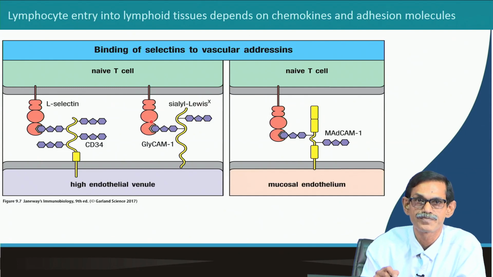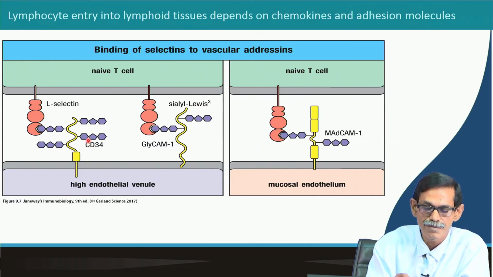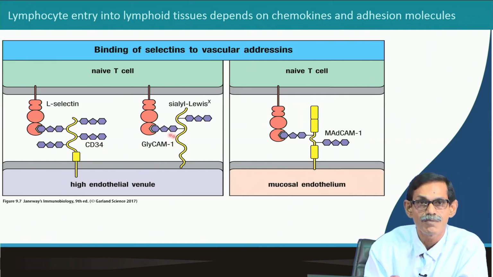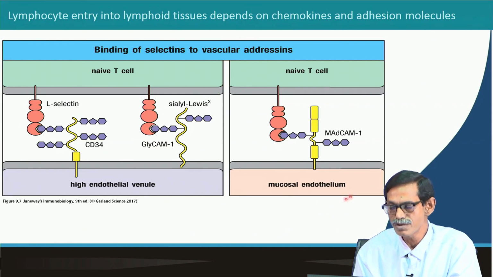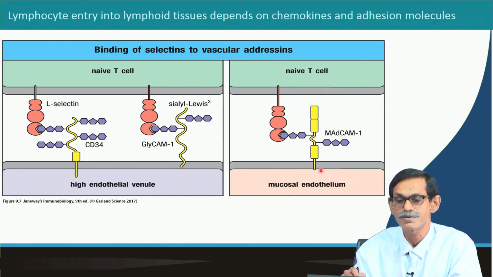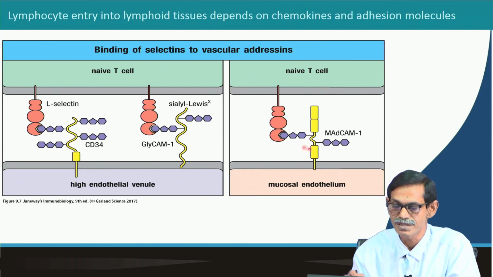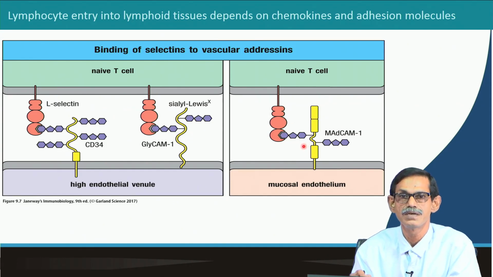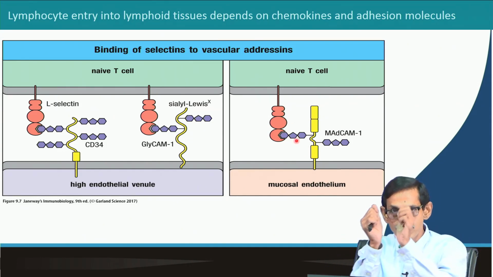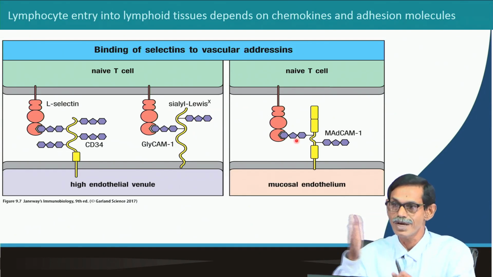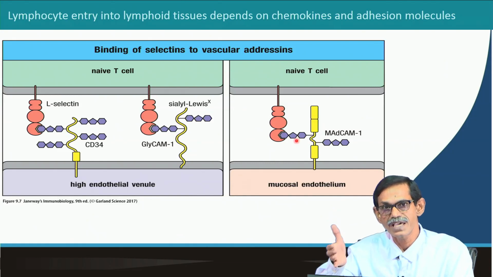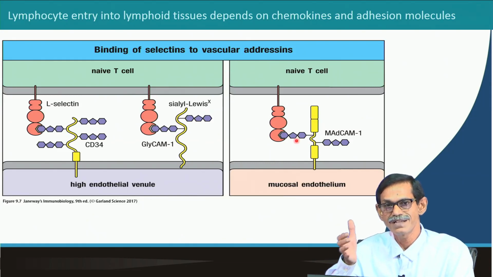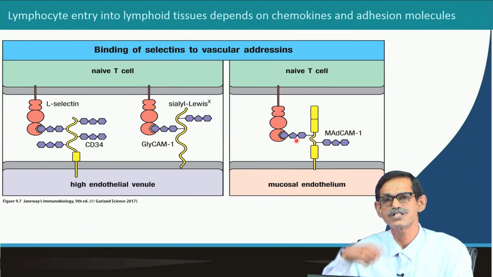So, in the high endothelial venule it is binding with CD34 and GlyCAM-1, the same L-selectin of the naive T cell. In mucosal endothelium it is binding with another protein. The protein part is different, but the sugar is the same. So, that will bring two cells together. That is what I was telling you about shaking hands. Okay, you have to shake hands. If the interaction is very strong, they will stay for a long time.